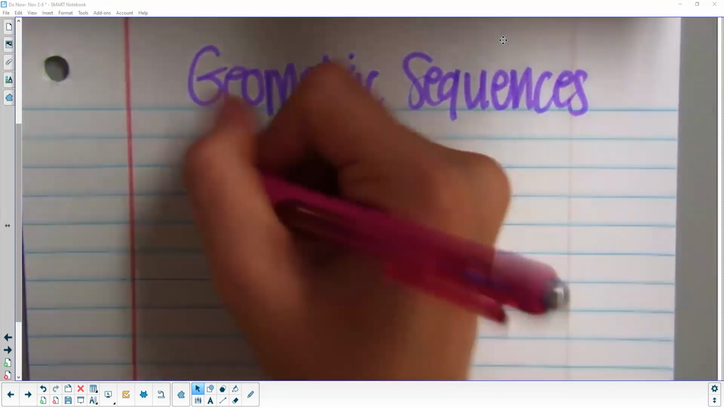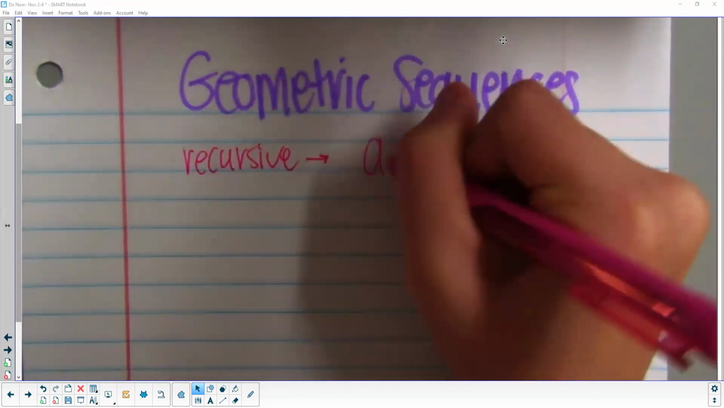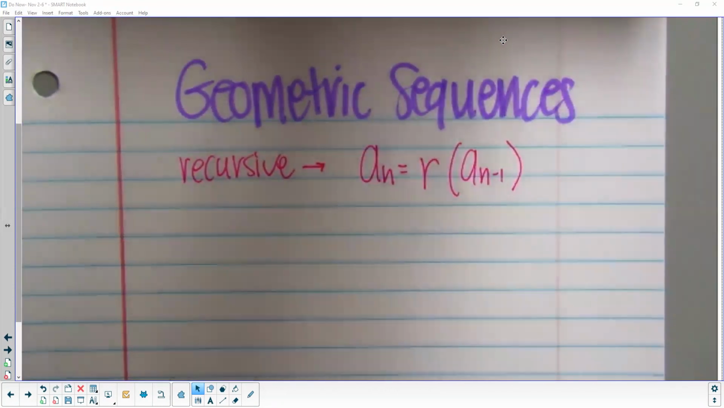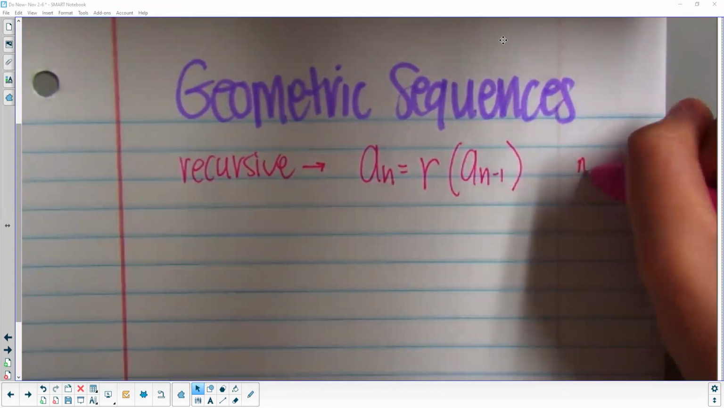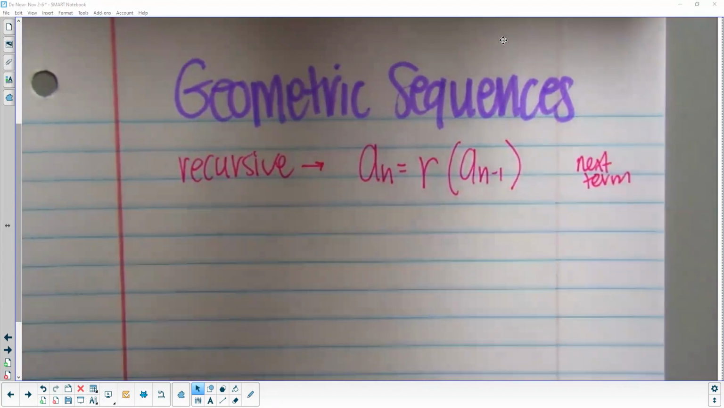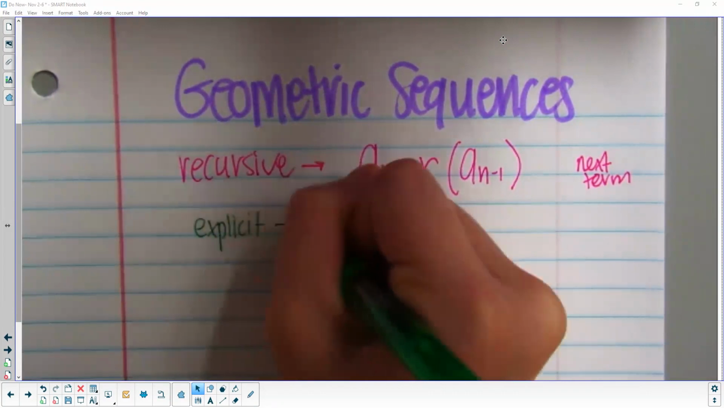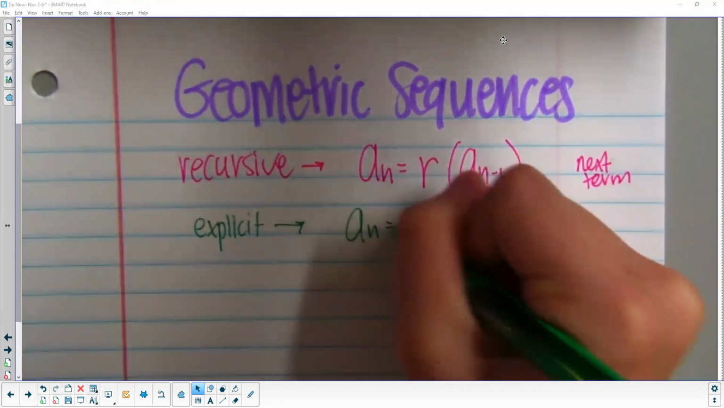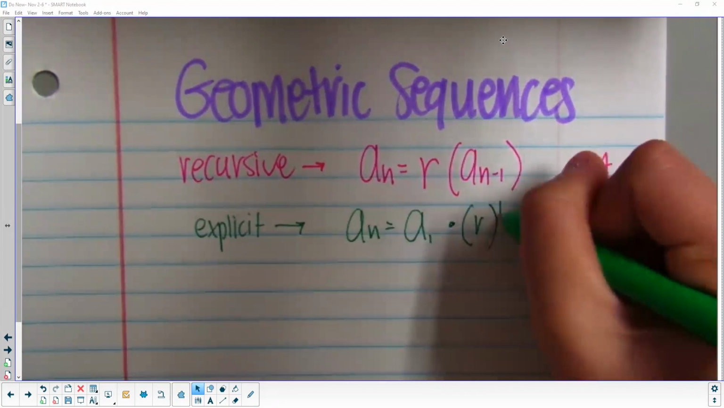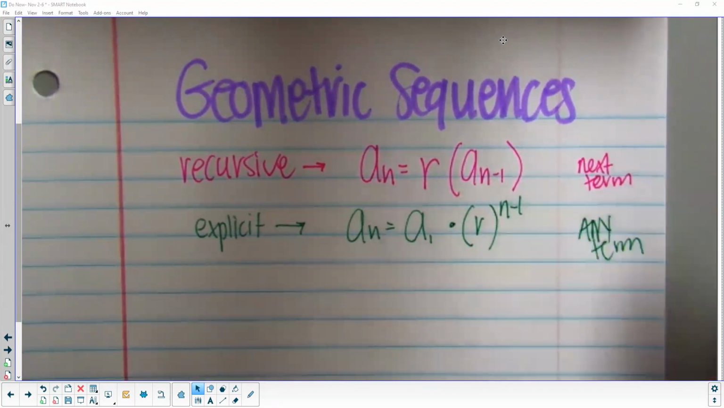We've got a recursive formula. A sub n is equal to my ratio times my previous term. Now, this can only find the next term. Here, my recursive formula can only find my next term. My explicit formula looks like this. A sub n is equal to my first term times my ratio to the n minus 1 power. And I can find any term using this.